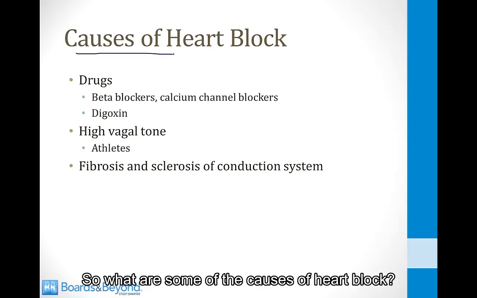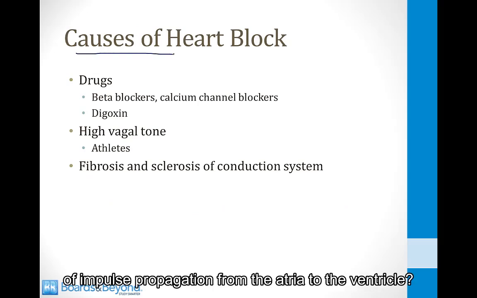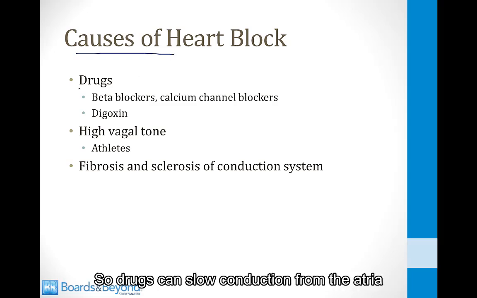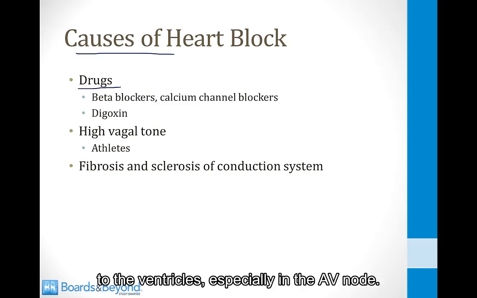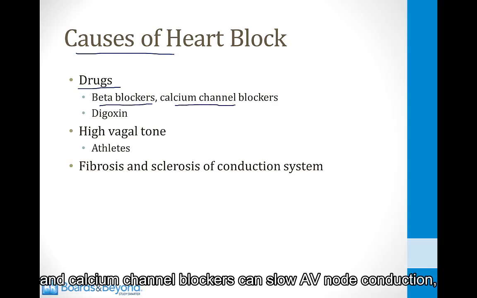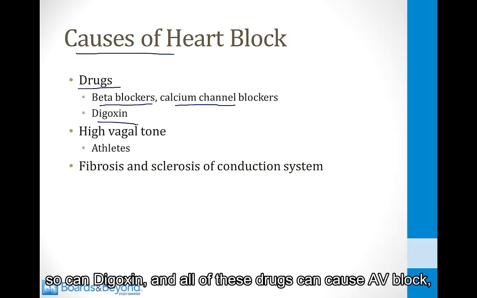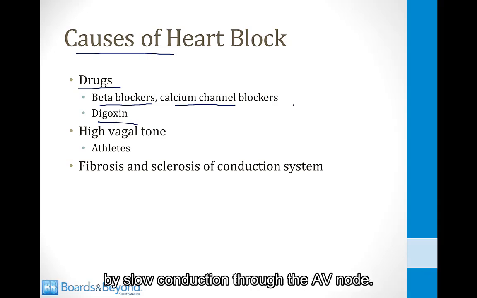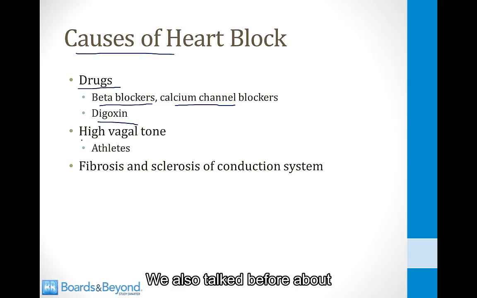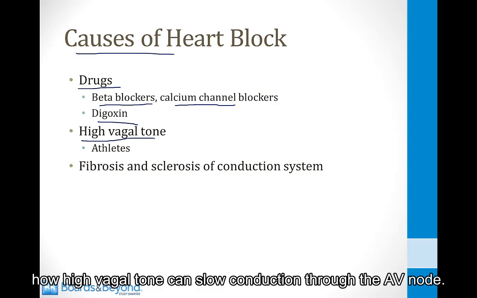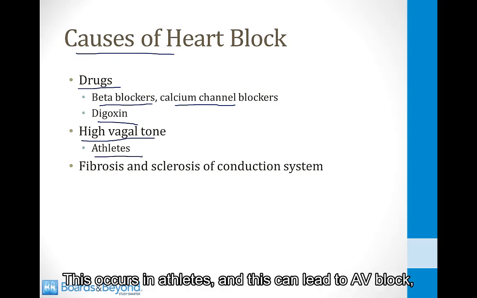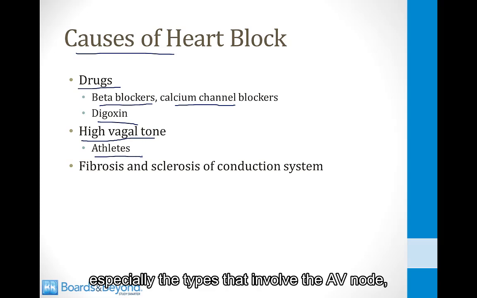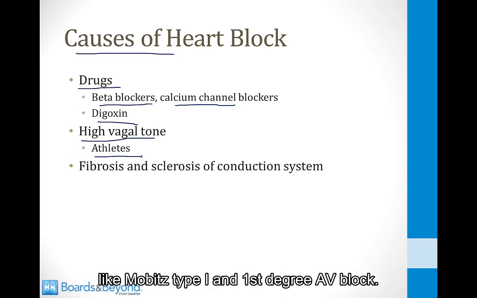So what are some of the causes of heart block? In other words, what causes the impairment of impulse propagation from the atria to the ventricle? And some of these causes we've already discussed. So drugs can slow conduction from the atria to the ventricles, especially in the AV node. We talked before about how beta blockers and calcium channel blockers can slow AV node conduction, so can digoxin, and all of these drugs can cause AV block, especially the forms that are caused by slow conduction through the AV node. We also talked before about how high vagal tone can slow conduction through the AV node. This occurs in athletes, and this can lead to AV block, especially the types that involve the AV node, like Mobitz type 1 and first-degree AV block.